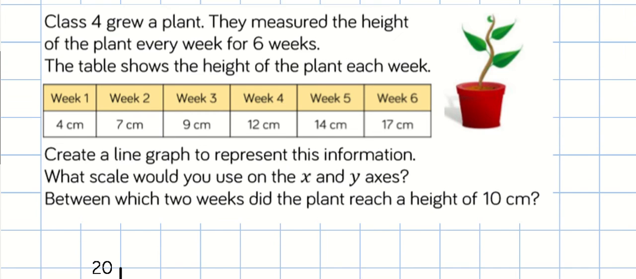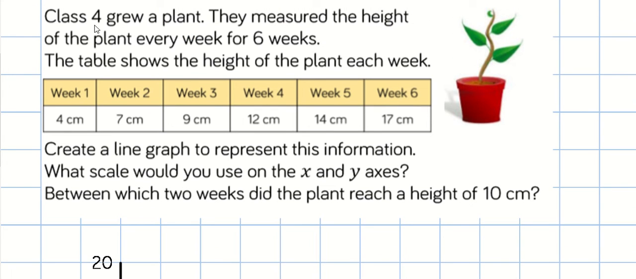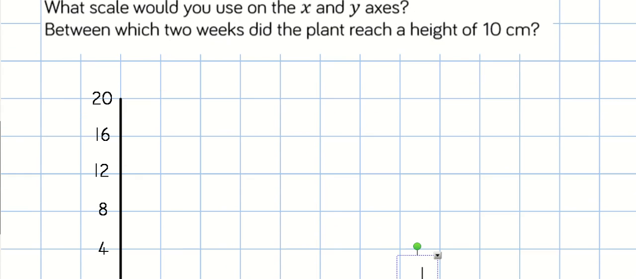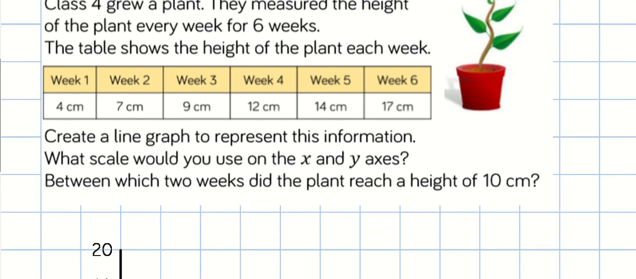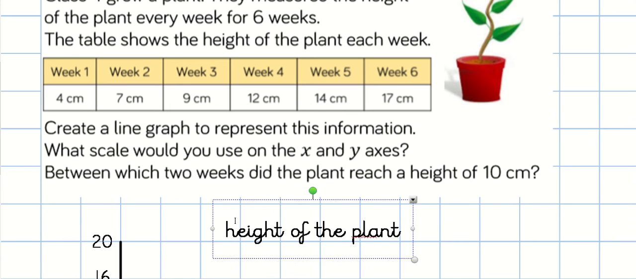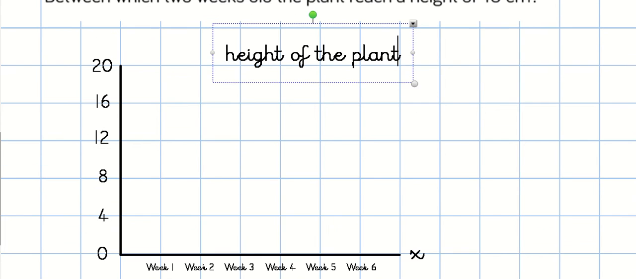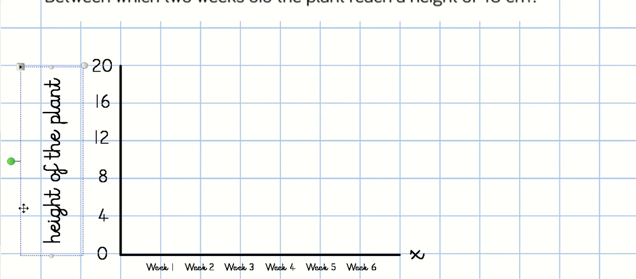Then for my y-axis, obviously I'm going to be measuring what? The height of the plant. So obviously I've put up my numbers and I've decided to go up in 4 each time. And I'm going to label my y-axis height of the plant. And then I'm going to spin it round, and that's where I'm going to label my y-axis. So remember, my vertical line here is my y-axis.